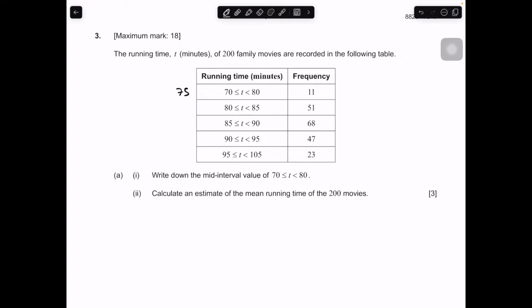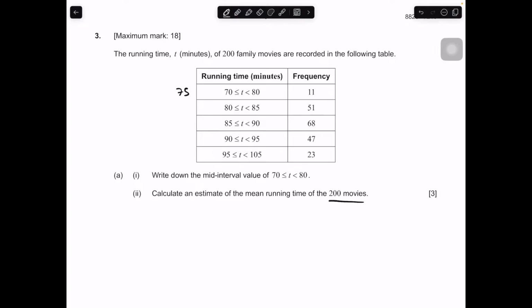Calculate an estimate of the mean running time of the 200 movies. So let's see what we can do there. For this question, remember the IB often will present one question that will then kind of scaffold or give you a cue of what's coming next. So the first question, we had to find the mid-interval value, and we'll actually make use of that. That should be a kind of cue in terms of how to approach the rest of this question.